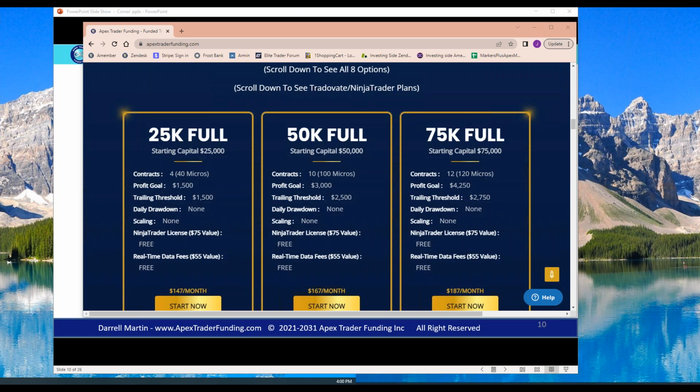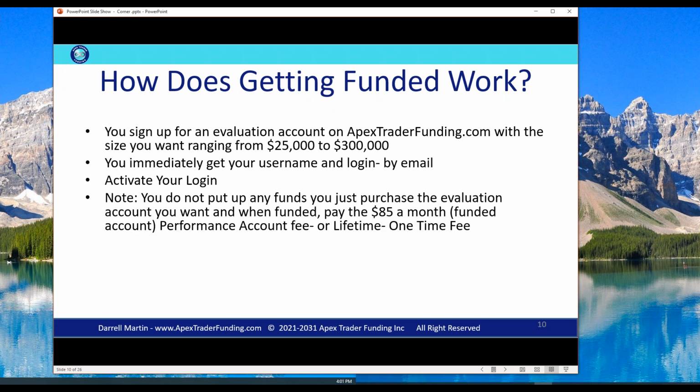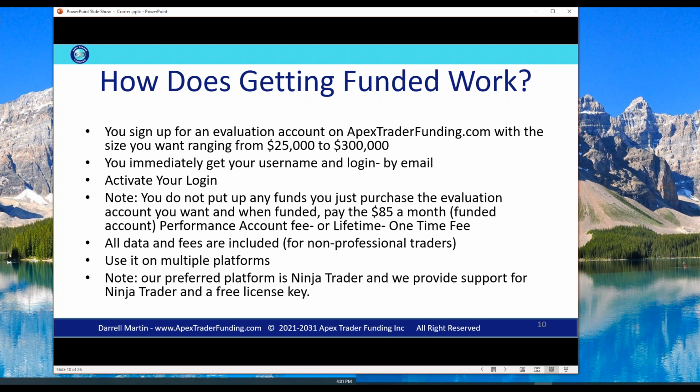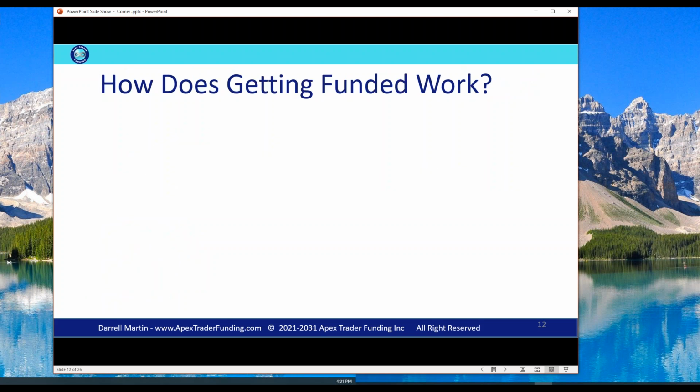And I know I'm running out of time here, so let me kind of move forward. I'm going to try to get your questions answered, and I'm going to show you where to get them all answered from. Okay, so that's how it works. You pick the evaluation account that you want, you sign up, you immediately get your username and passwords sent to you. You can start trading right away. Everything's included there, all the data fees, everything. Okay, what platforms do we work on? We work on a ton of different platforms. NinjaTrader is our preferred platform and the one we provide support on and provide a free license key for, but you can use this on multiple different platforms.